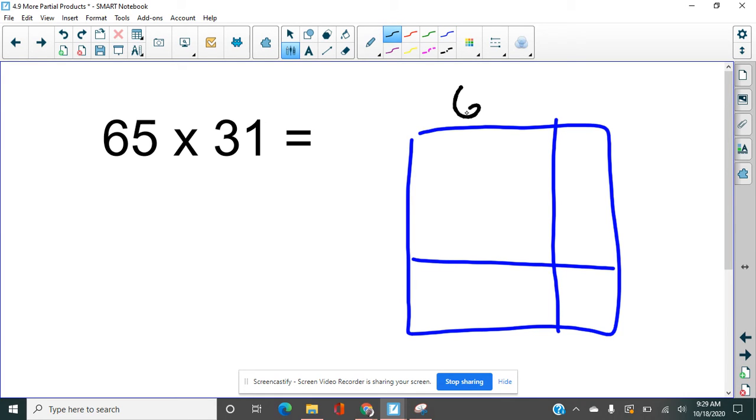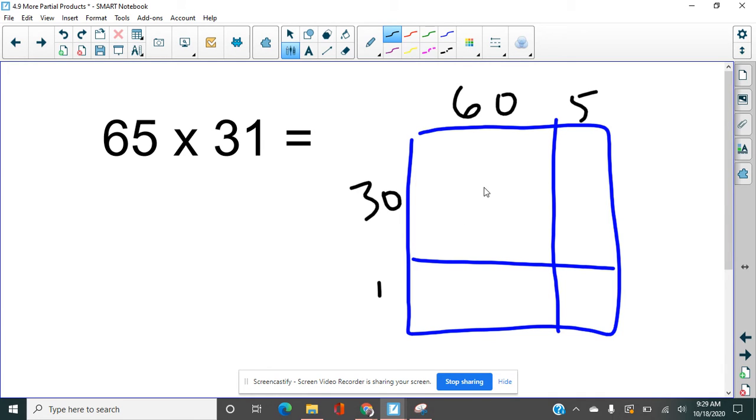Hey, if you did things correctly, you have 60 and 5 and 30 and 1. Now, if you have 30 and 1 up here and 60 and 5 here, that would work too. Your boxes will have different numbers in different places, but you will get the same answer, okay? Because like we said before, 7 times 2 equals 14 and 2 times 7 equals 14. You can flip the numbers around in multiplication, and in addition, not in subtraction or division. But in multiplication, it works fine.